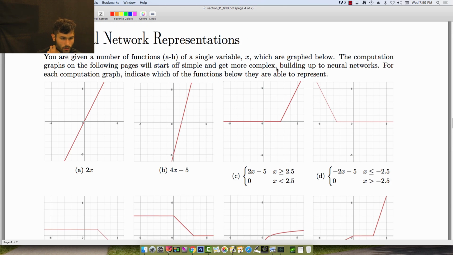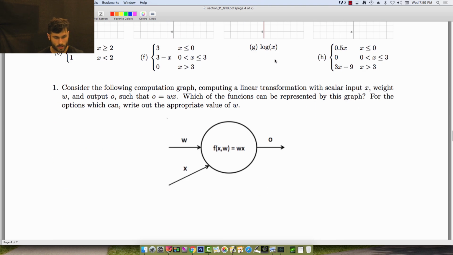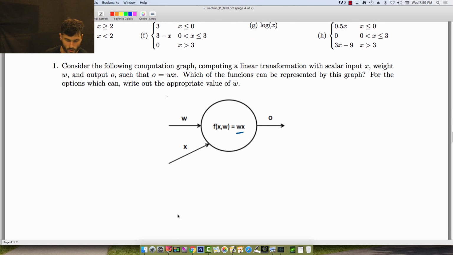So now we'll do problem 3, that is neural network representations, and we're given 8 different graphs, and we'll need to decide which of these graphs the neural network can represent. In the first one, we see that the output of the neural network is just a linear transformation of our features x, and it has no bias at all.